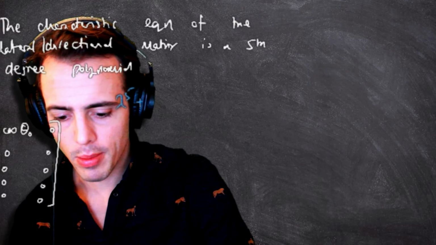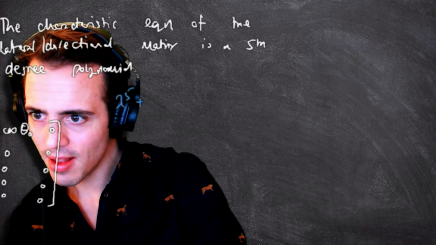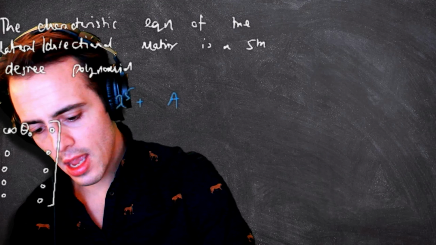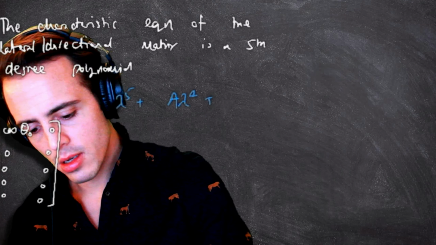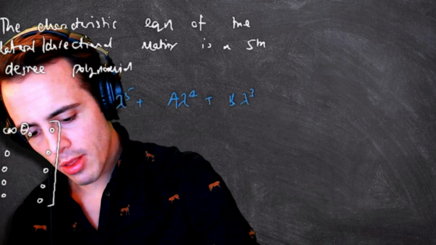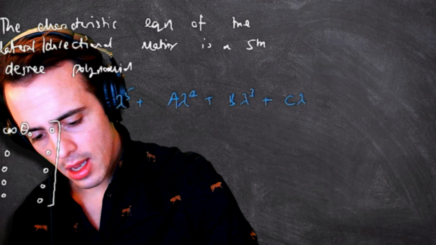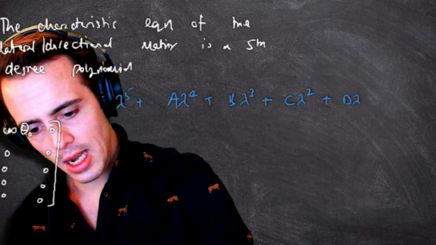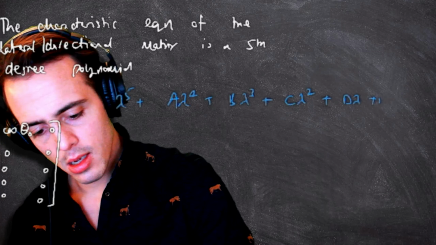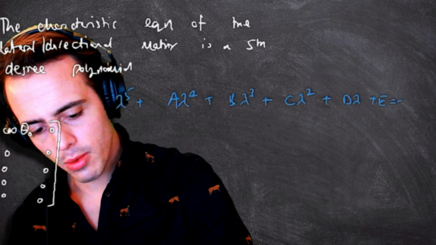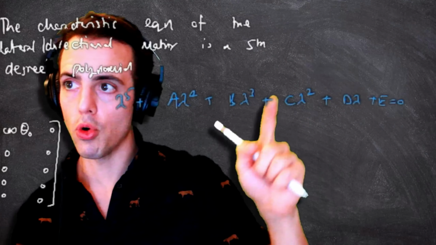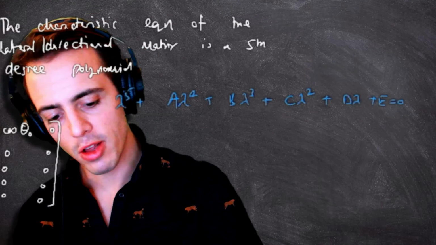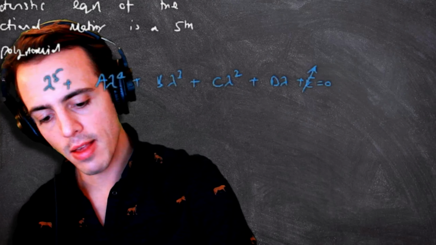I'm just going to think about how I'm going to talk about this. Plus a lambda to the 4 plus b lambda to the 3 plus c lambda squared plus d lambda plus e is equal to 0. So it's always going to be of this form. But with the lateral directional matrix, we'll always find that this is equal to 0.